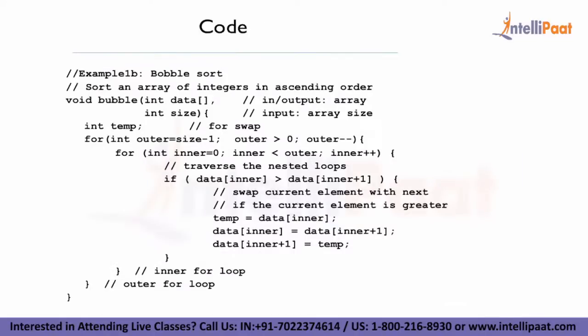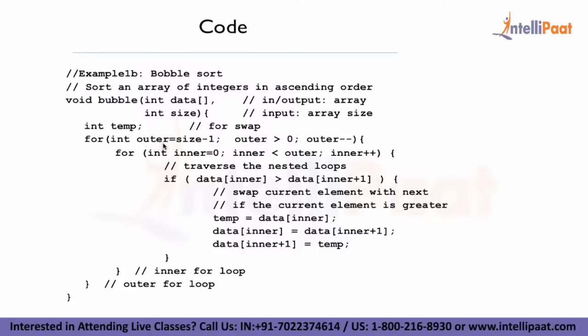So this is the code for bubble sort. In bubble sort, we defined one function called bubble, which accepts an integer array and the size of the array. Now we have one variable temp.